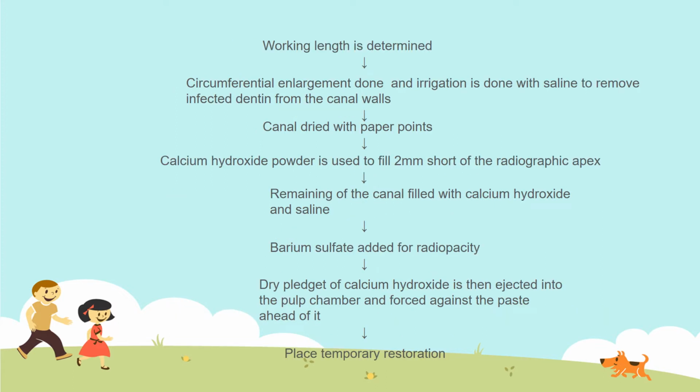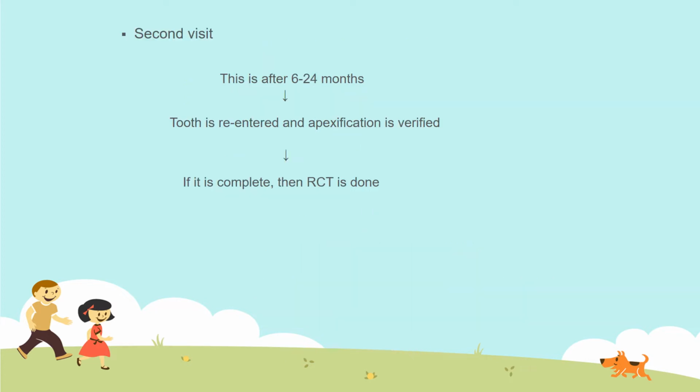Working length is determined, circumferential enlargement is done and irrigation is done with saline to remove infected dentine from the canal walls. The canal is dried with paper points. Then calcium hydroxide powder is used to fill 2 mm short of the radiographic apex. The remaining canal is filled with calcium hydroxide and saline. Barium sulfate is added for radiopacity. A dry pledget of calcium hydroxide is then ejected into the pulp chamber and forced against the base ahead of it. Then place a temporary restoration.